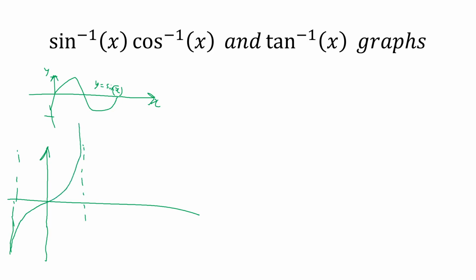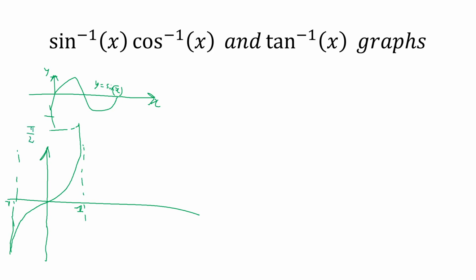Something like that. Whereby, at what point is this minus 1? Sorry, this is 1, this is minus 1. Yeah? What point do you think this is up here? It has to be pi over 2, doesn't it?